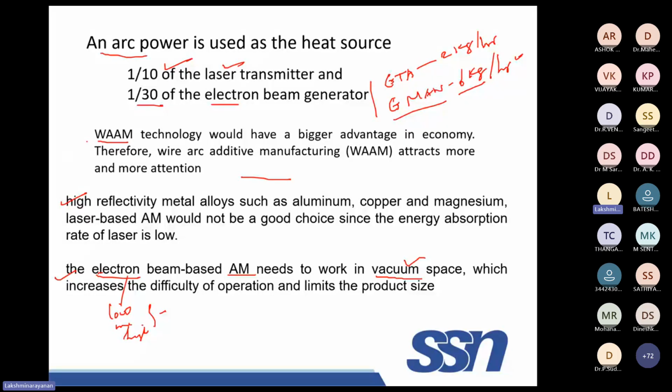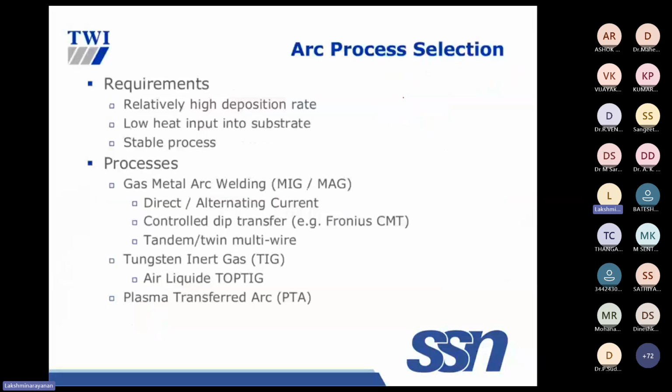So here, why we want to go is especially for a high deposition rate and a stable process. If you look at the processes being used for WAAM, maybe you have heard from others, but I will just try to cover them and show videos. You can have gas metal arc, either MIG or MAG, inert or active gas. If you use CO2, it is called MAG. You can use direct current or alternating current, again based on which material you are going to use.